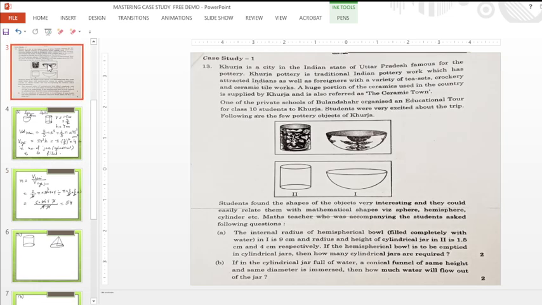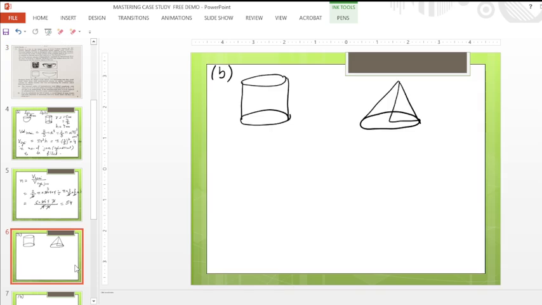second part. What question did the teacher ask in the second part? So I will read out the question. See, if in the cylindrical jar full of water, a conical funnel of the same height and same diameter is immersed in it, then how much water will flow out of the cylindrical jar? So let's see. I will repeat the question again.